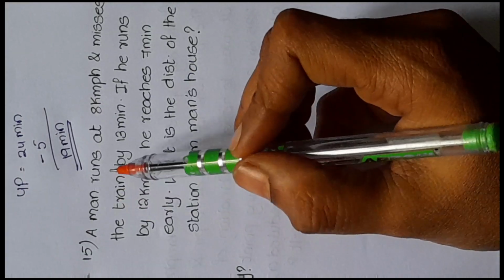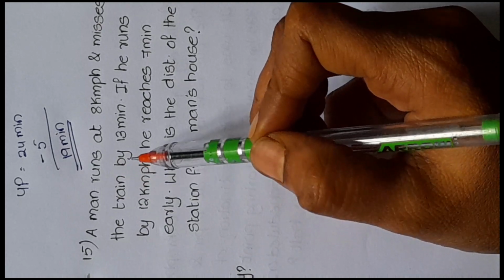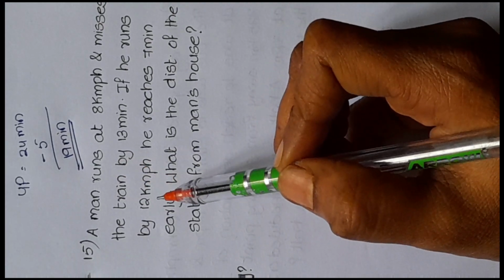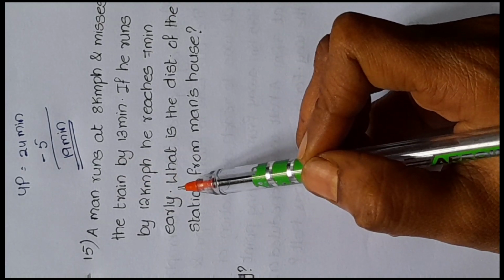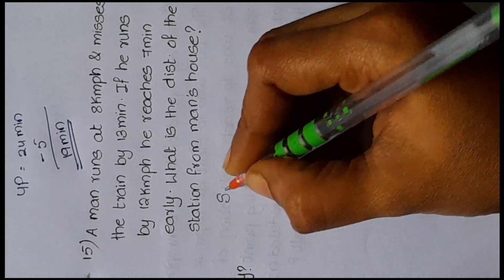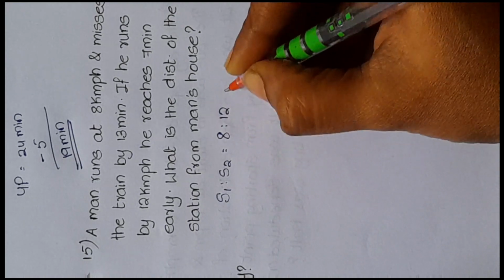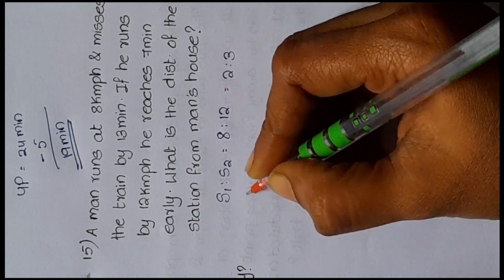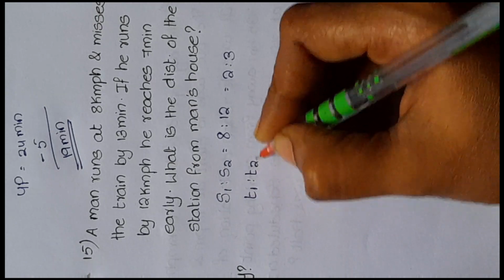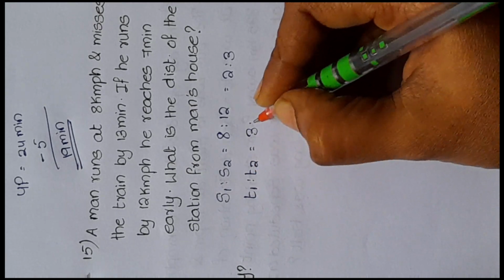Question number 15. A man runs at 8 km per hour and misses the train by 13 minutes. If he runs at 12 km per hour, he reaches 7 minutes early. What is the distance of the station from the man's house? Here the speeds ratio S1 is to S2 is 8 is to 12, that is 2 is to 3. Now the times ratio T1 is to T2 is 3 is to 2.